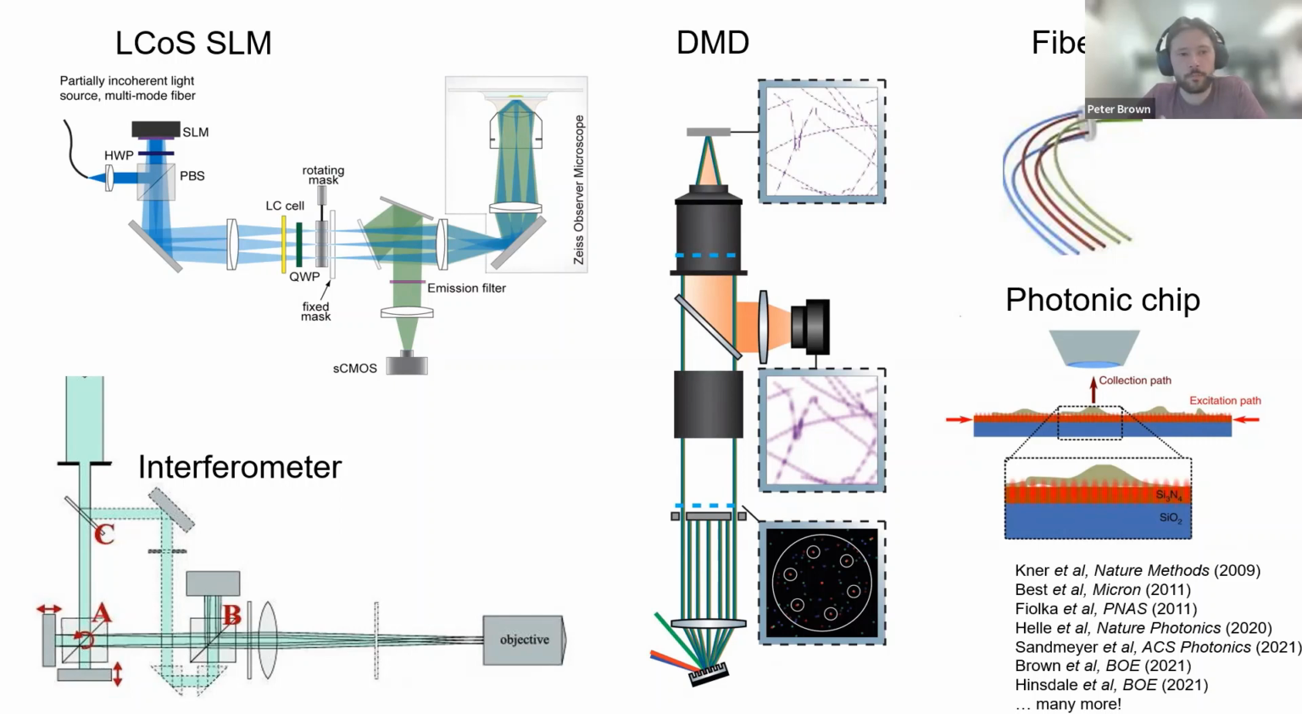To improve the reliability of this process, as well as increase the speed and enable various other advantages, a number of different technologies have been applied to SIM in the years since. One very prominent example is using liquid crystal on CMOS spatial light modulators to generate your SIM patterns. Interferometers can also be used, as well as digital micromirror devices. Recently, there's been interest in using fiber arrays to generate SIM, as well as photonic chips, and various other technologies that I haven't discussed here.